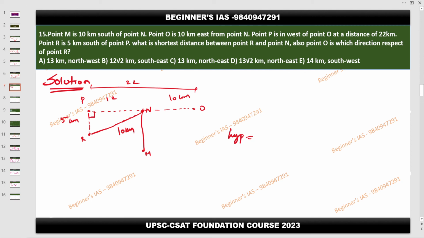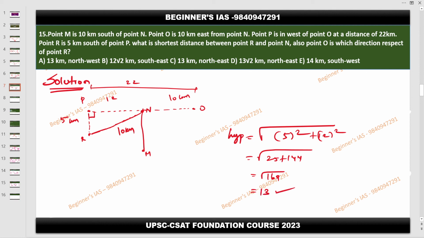So it is a 90 degree triangle, and the hypotenuse is equal to the root of the sum of the squares of the other two sides. The other two sides are here 5 square, here 12 square. So 25 plus 144 is root of 169. Root of 169 is 13. So everyone can eliminate these two options. Move on with the next question.